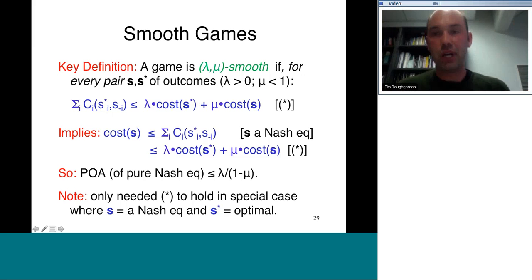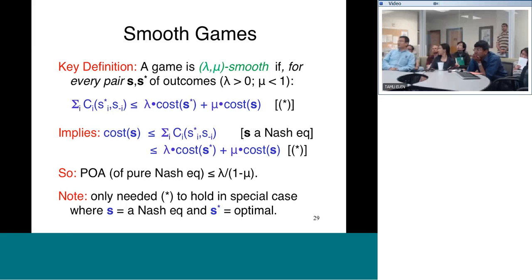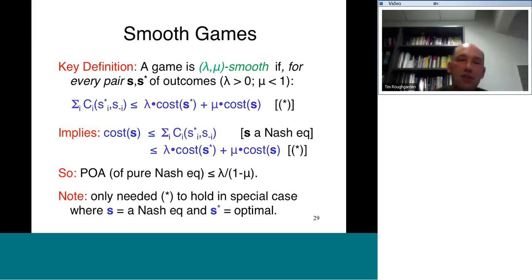Yep. What if your optimal solution has a zero cost? Does that apply to the application? Yeah, so if the optimal solution has zero cost, then you're not going to be able to prove this with any reasonable parameters of lambda and mu.